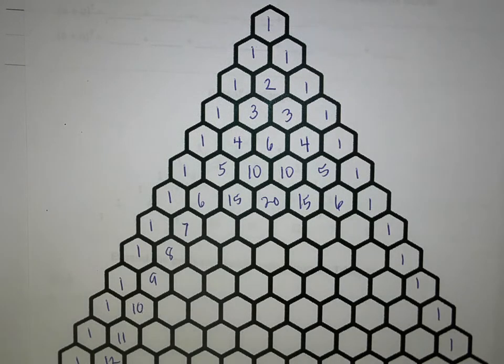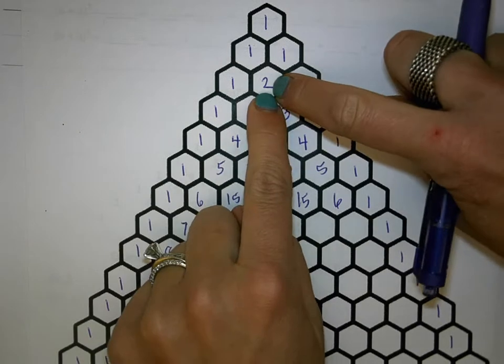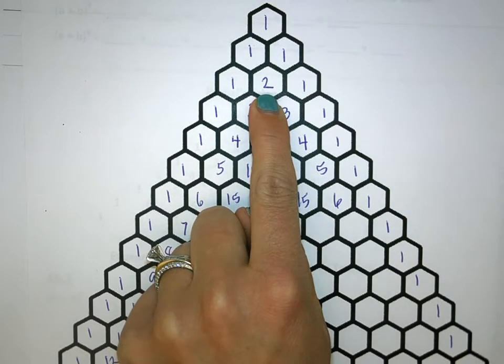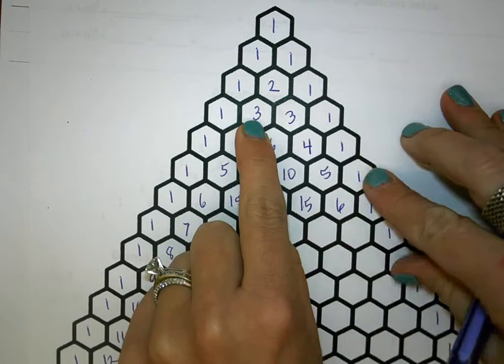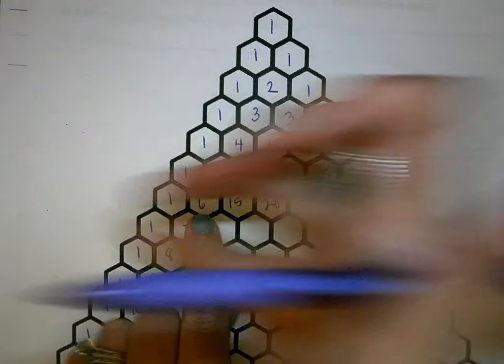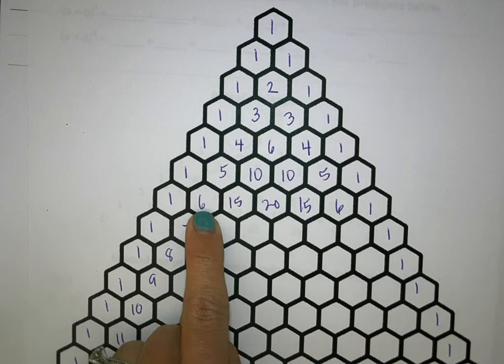And also, this first number right here is telling you your power. So this 2 represents when I have something for the second power. This 3 represents it's going to be something to the third power. This one would represent that I have a plus b to the 6th power, and so on.